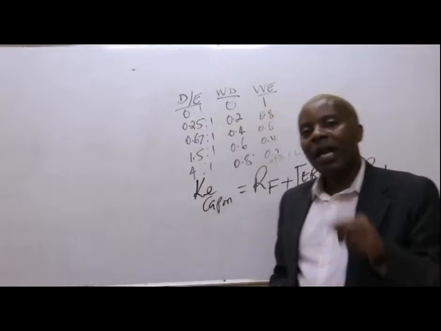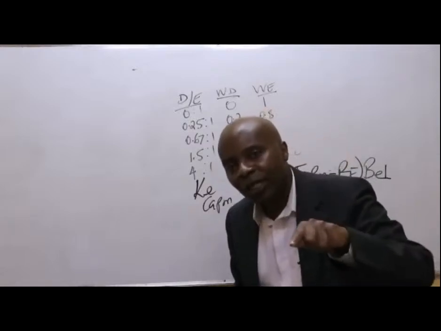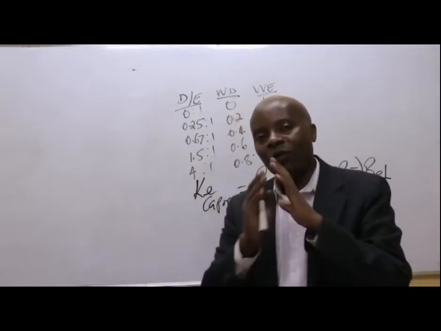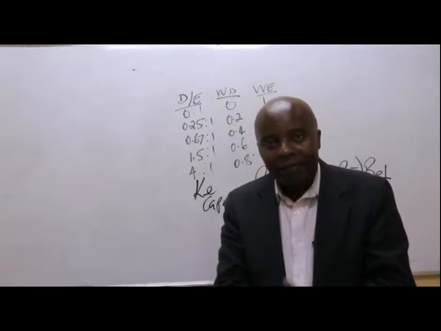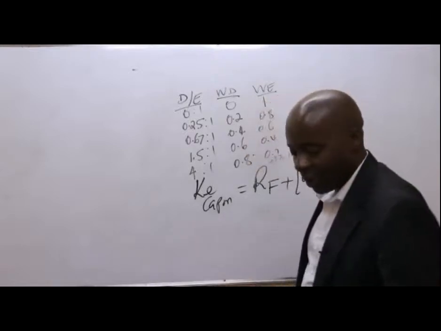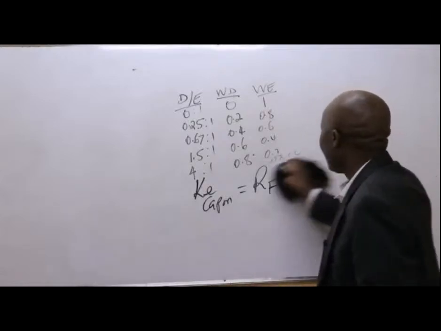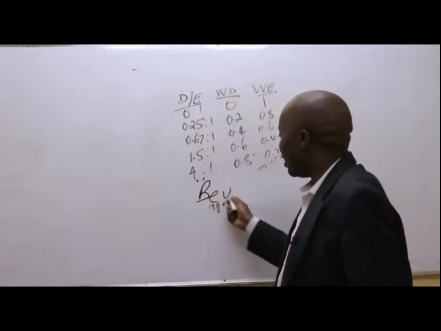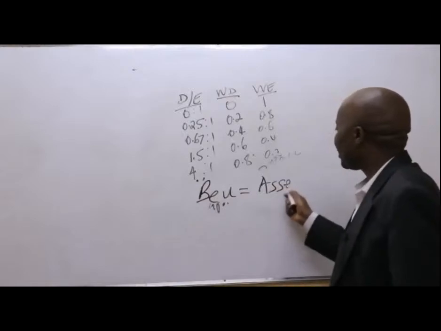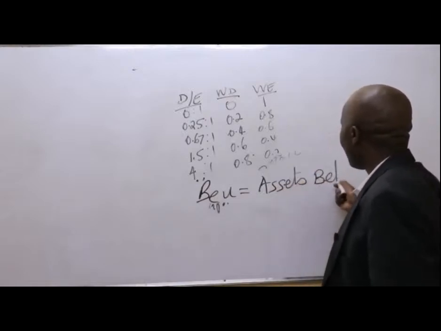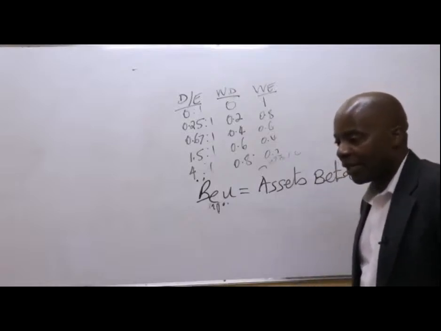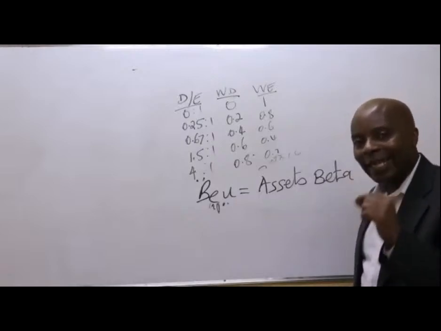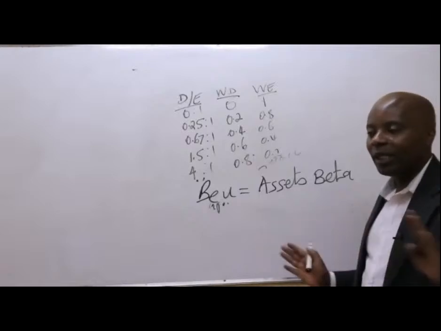Now, ladies and gentlemen, how do I change beta equity unlevered to beta equity levered? When you give me this beta equity unlevered, it is also known as assets beta. It is basically applicable to those organizations that don't have debt. They are ungeared completely.